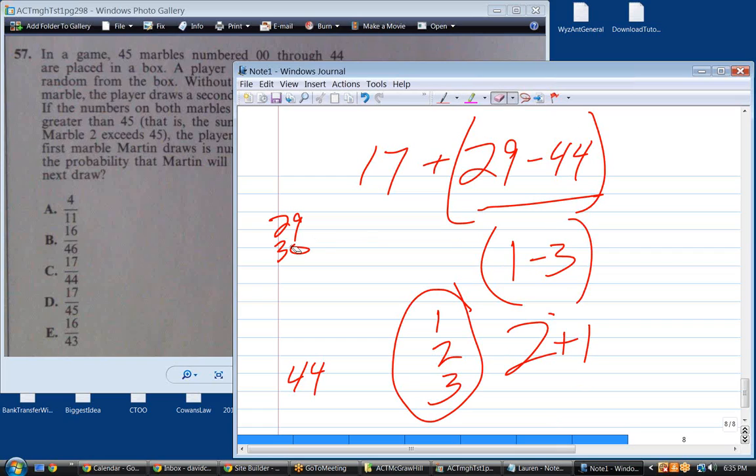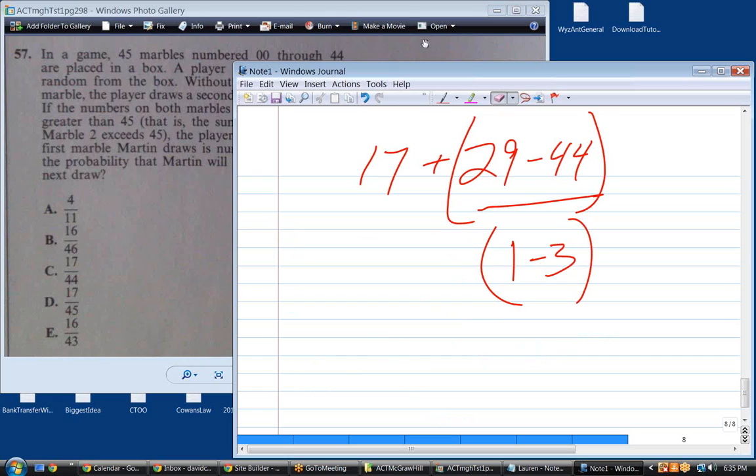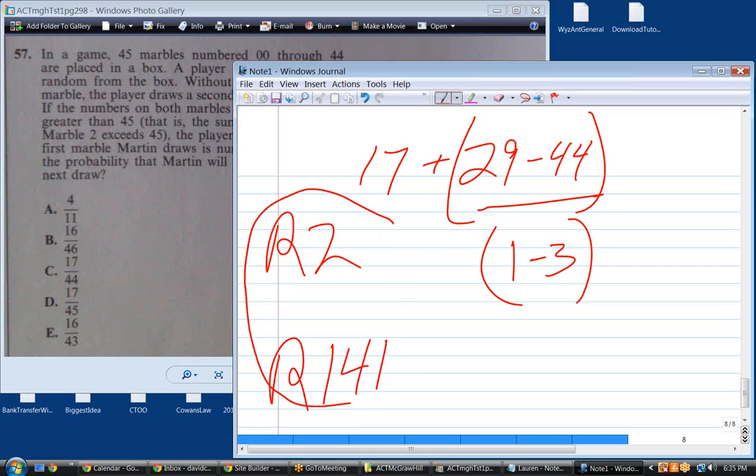Have you ever worked with a spreadsheet? It has rows. You can be on row 2, and your data goes all the way to row 141. Well, how many rows do you have? You don't have 141 minus 2. You have 141 minus 2 plus 1.